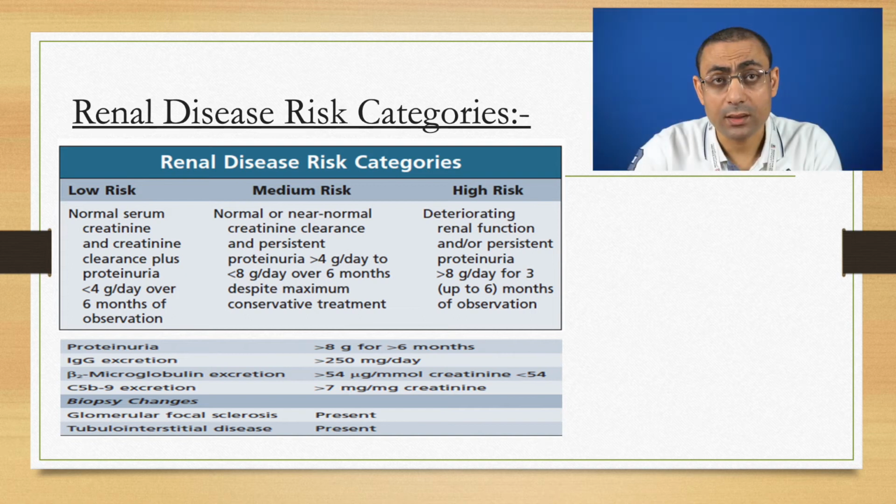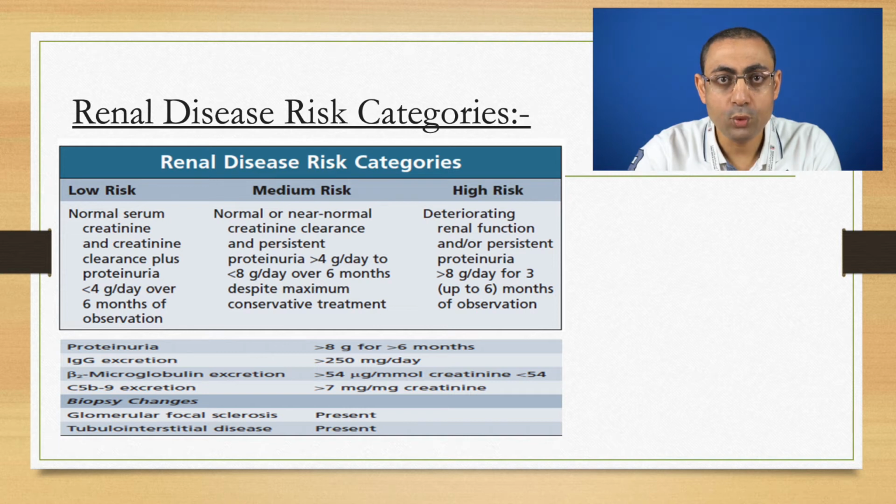Renal disease risk categories: we have three categories according to the risk, low risk, medium risk, and high risk. Low risk has normal serum creatinine and proteinuria less than 4 grams over 6 months of observation with conservative management. Medium risk group has normal or near normal GFR, proteinuria 4 to 8 grams over 6 months of observation with conservative management. But the high risk group has deterioration of GFR, progressive decline in GFR, and proteinuria more than 8 grams for 3 or 6 months of observation despite using maximum conservative treatment including antiproteinuric medications.